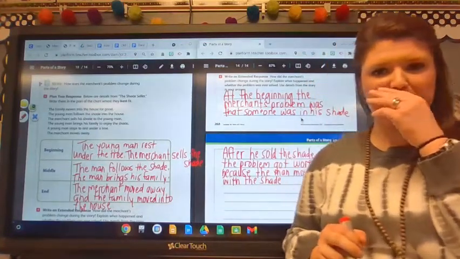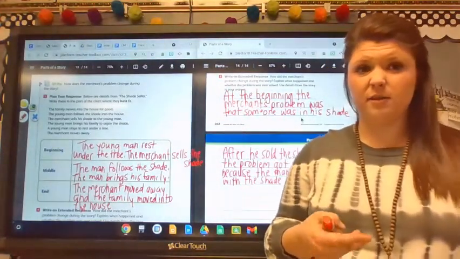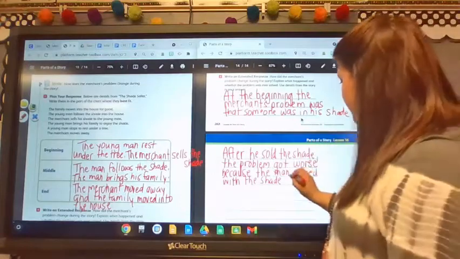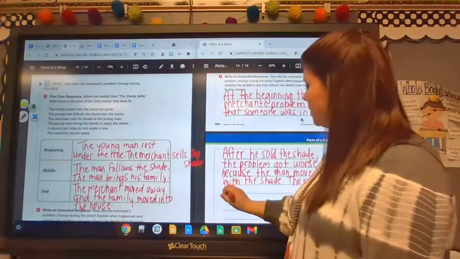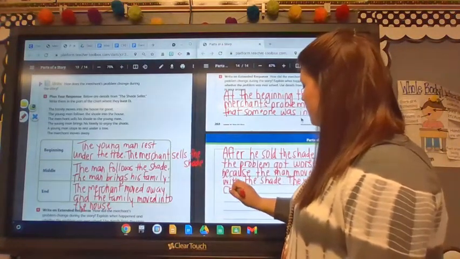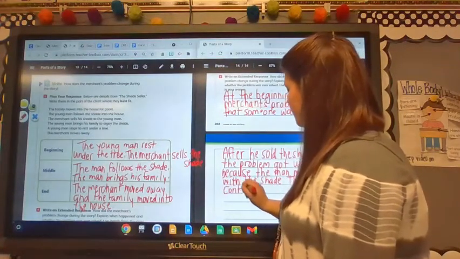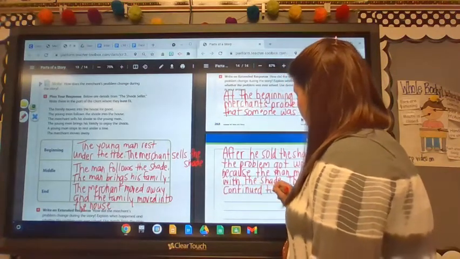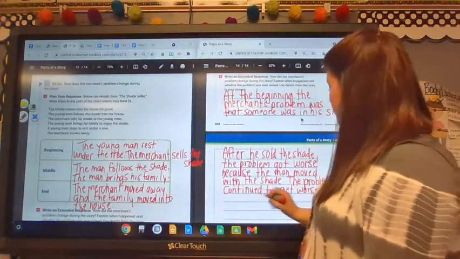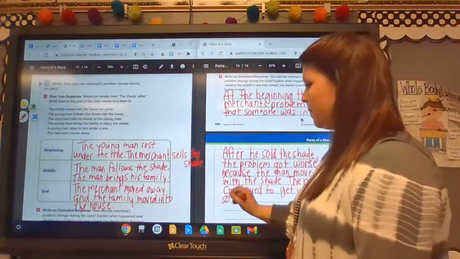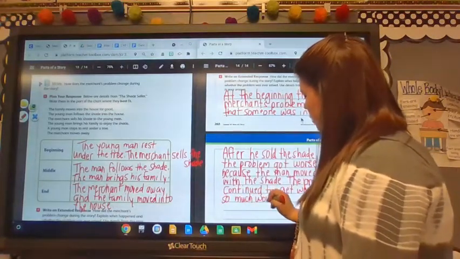All right, after the man was moving with the shade, did the problem ever get better or did it keep getting worse? It kept getting worse. So the problem continued to get worse. So much worse that the man moved away. Well, the merchant.